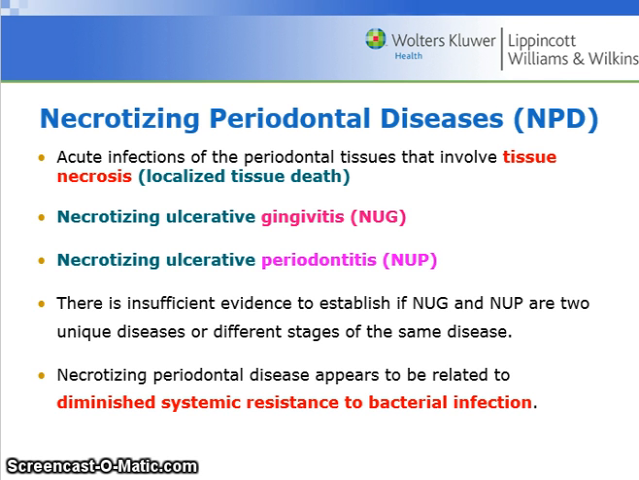Necrotizing periodontal diseases are acute infections of the periodontal tissues that involve tissue necrosis, in other words, localized tissue death. These periodontal diseases are divided up into NUG and NUP. There is insufficient evidence to establish if NUG and NUP are two unique diseases or different stages of the same disease. Necrotizing periodontal diseases appear to be related to diminished systemic resistance to bacterial infection.